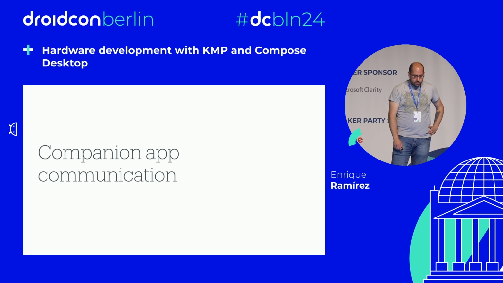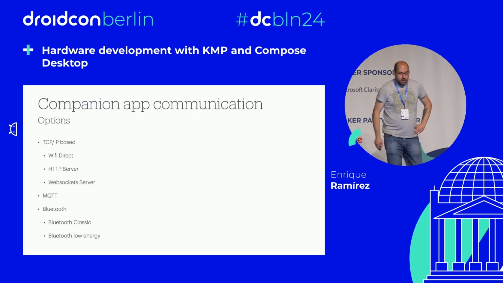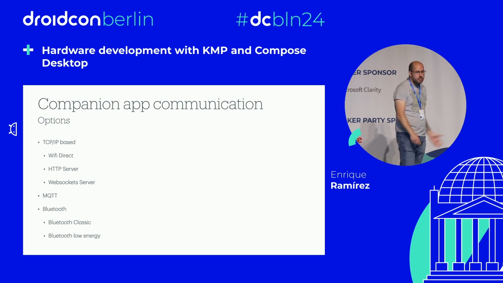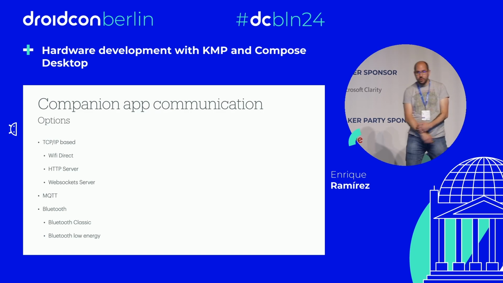So I would like to do a companion app. So what communication can we use? So we have several options. We can do TCP/IP-based stuff, right? Like Wi-Fi, WebSockets, MQTT, or we could use Bluetooth.